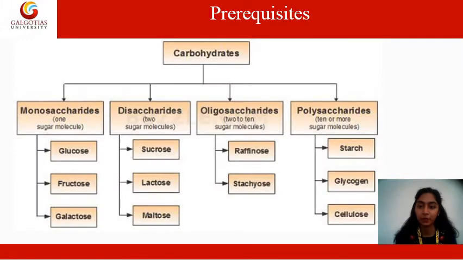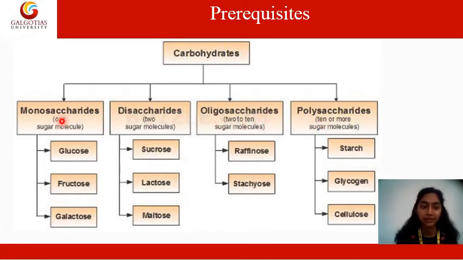So before moving on with polysaccharides, we should revise the classification of carbohydrates. As we have learned in previous lectures, carbohydrates on the basis of the number of monomeric units present in them can be subdivided broadly into 4 types. These are monosaccharides, disaccharides, oligosaccharides and polysaccharides.